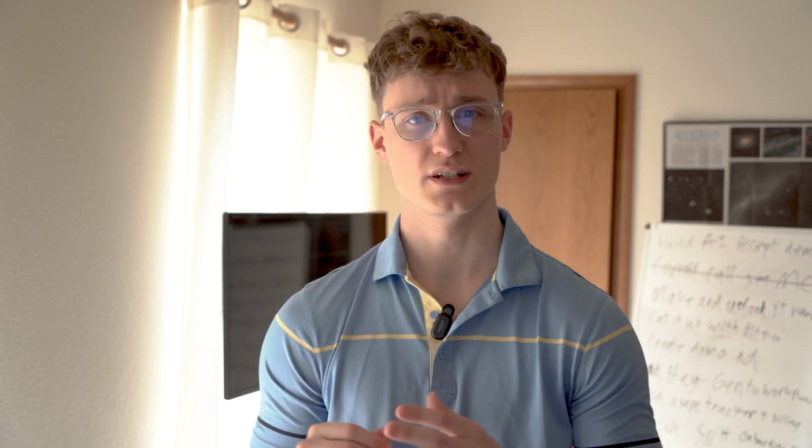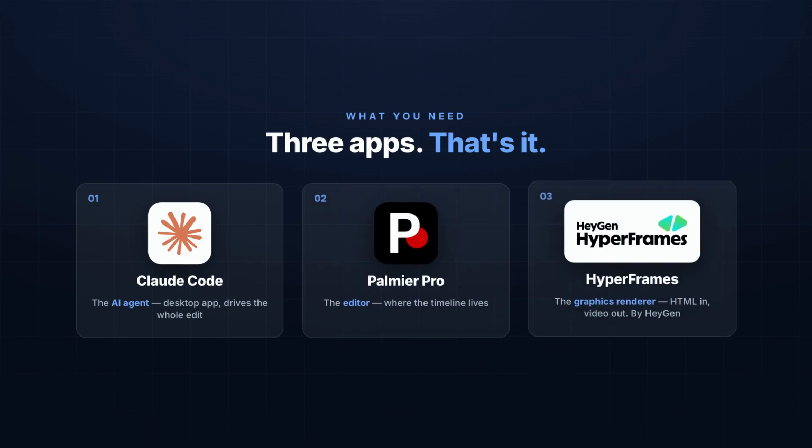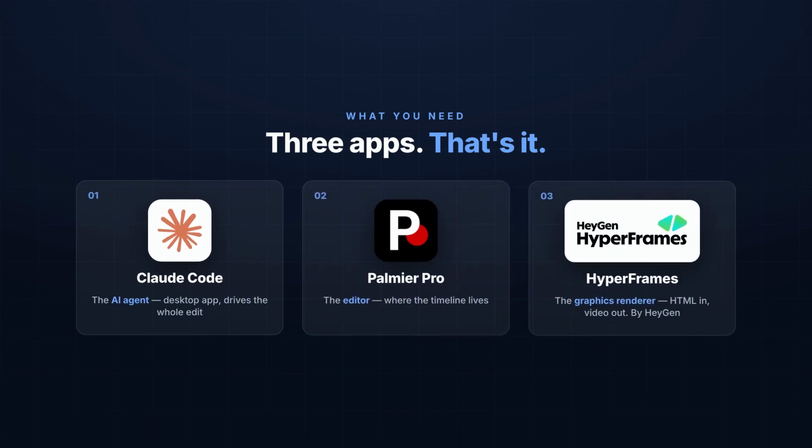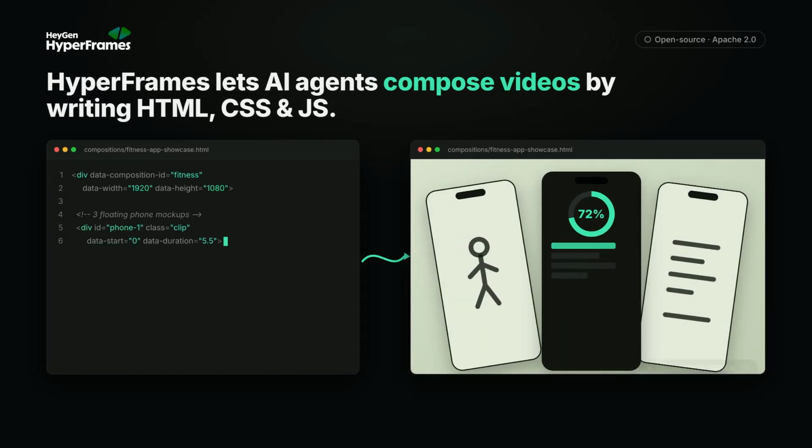Most of this workflow is going to hinge on three main apps. Claude Code, I'm using the desktop app, Palmyra Pro, and HeyGen Hyperframes. Hyperframes is a new product from HeyGen, who's known for making AI avatars. We're not going to focus on AI avatars today, so let's get started.